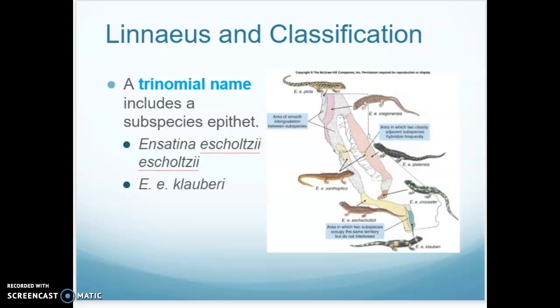Sometimes they have a trinomial name instead of a binomial name. That just means that it's probably a subspecies or subgroup, and they add a third name to it instead of two parts.